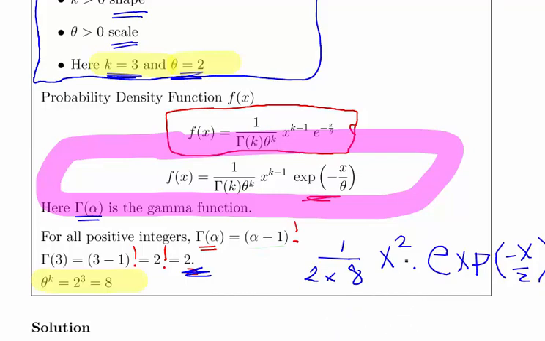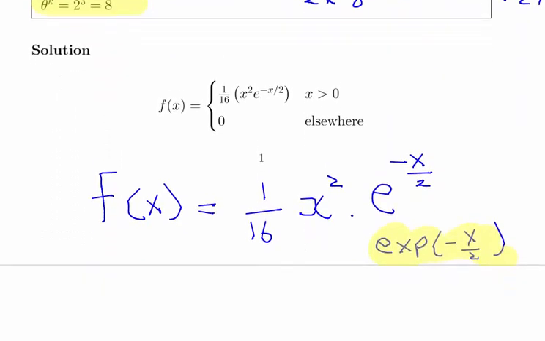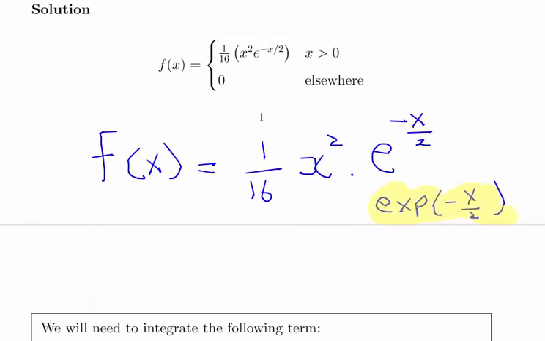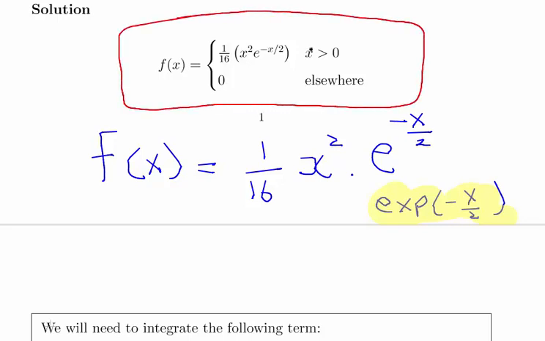Essentially we pieced it all together. For our specification with 3 and 2, we can simplify the PDF by putting in some numbers, to make it a little clearer that this is the key function we are looking at. Small f of x equals 1 over 16 times x squared times the exponential of minus x over 2.